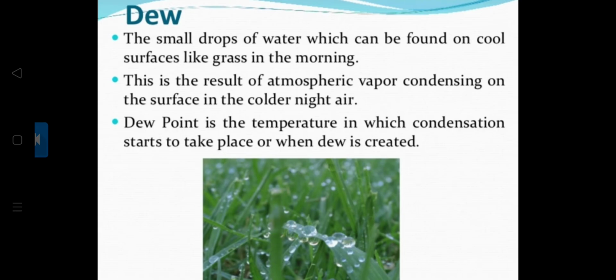Dew. Now, what is dew? The small drops of water which can be found on cool surfaces like grass in the morning. This is the result of atmospheric vapor condensing on the surface in the colder night air. Dew point is the temperature at which condensation starts to take place, or when dew is created.